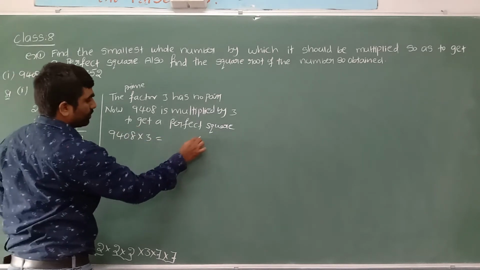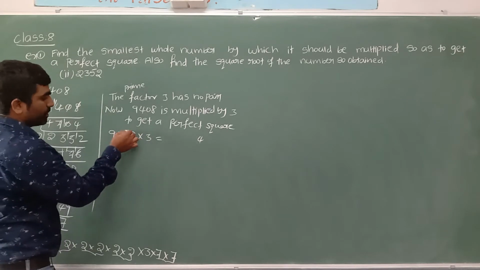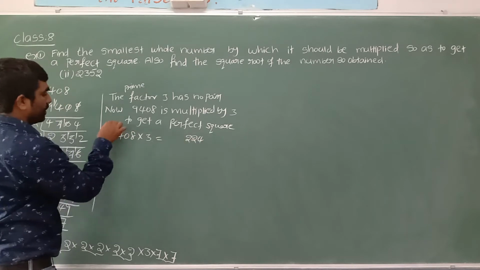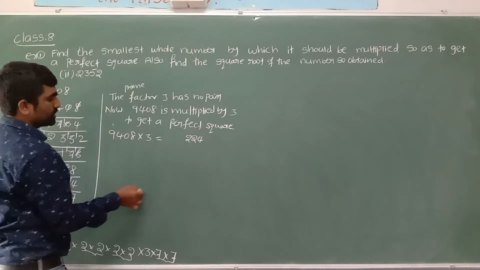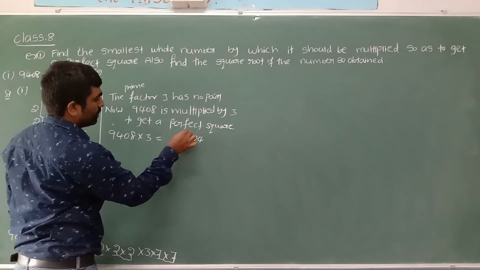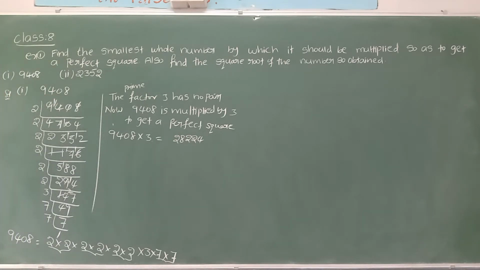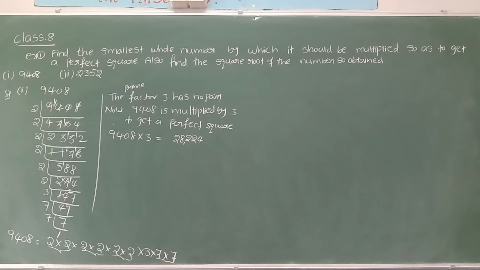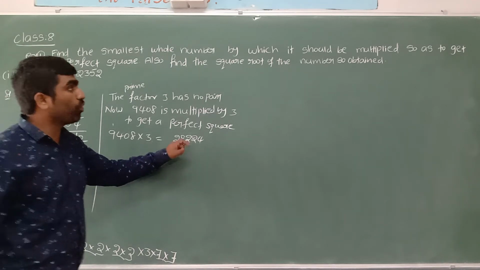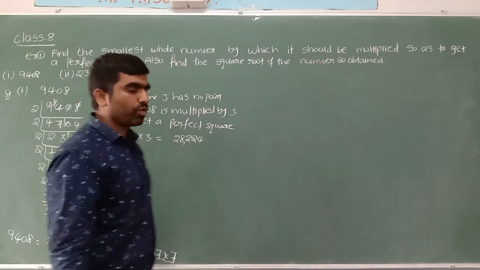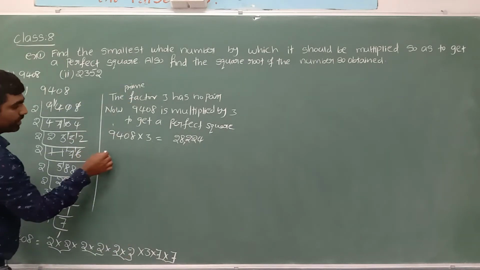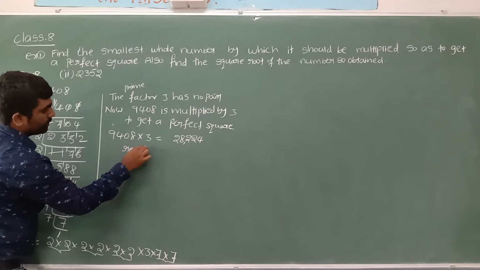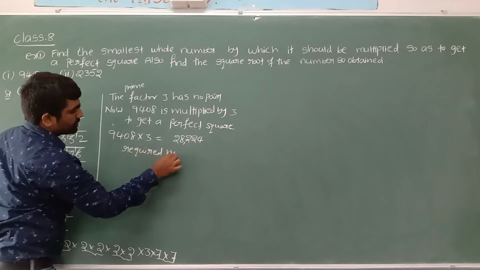3 eights are 24, 4 to carry. 3 zeros are 0 plus 2, 2. 3 fours are 12, 2 carry 1. 3 nines are 27, 27 plus 1 is 28. What is the answer now here? 28,224. 28,224 is the required number. Now we can write, therefore, the required number is equal to what?